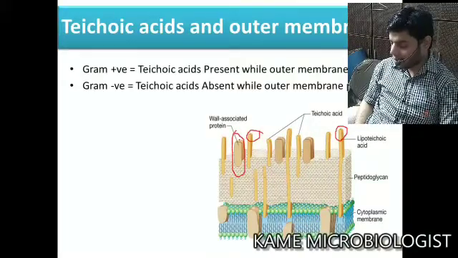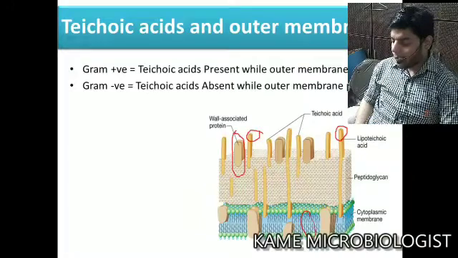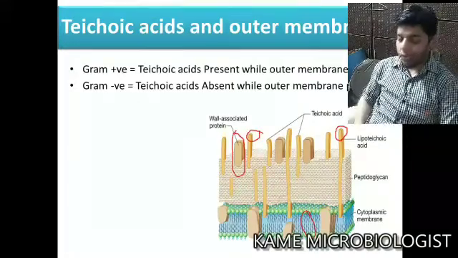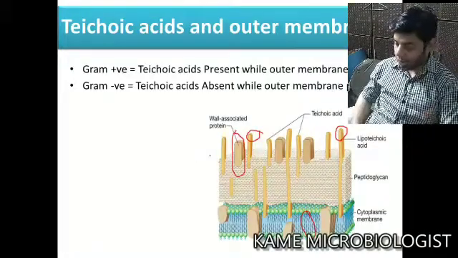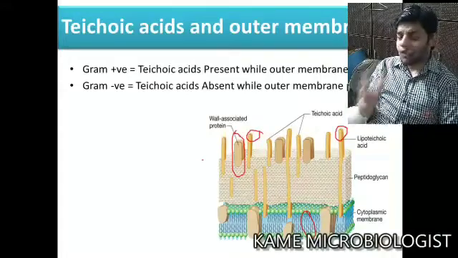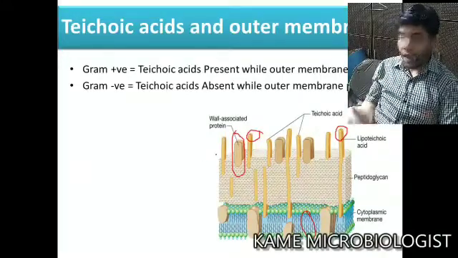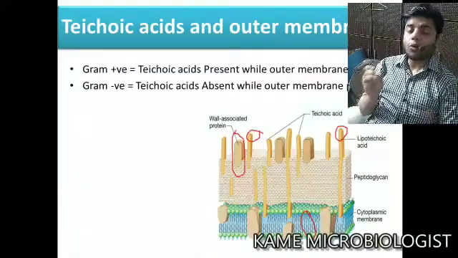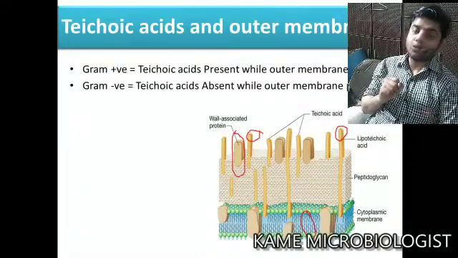Moreover, it is a cytoplasmic membrane, as you can see. But remember guys, this is actually the gram positive bacteria cell wall structure. Now, what is actually the function of teichoic acid and outer membrane? The function of the teichoic acid is that it provides flexibility to the cell wall.